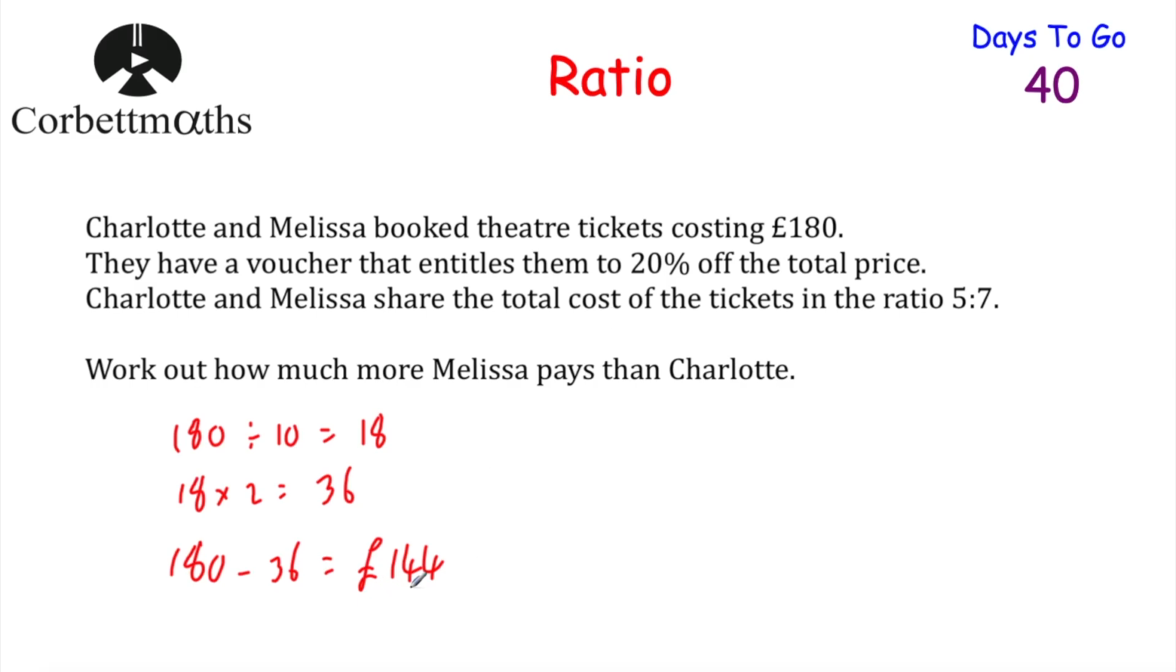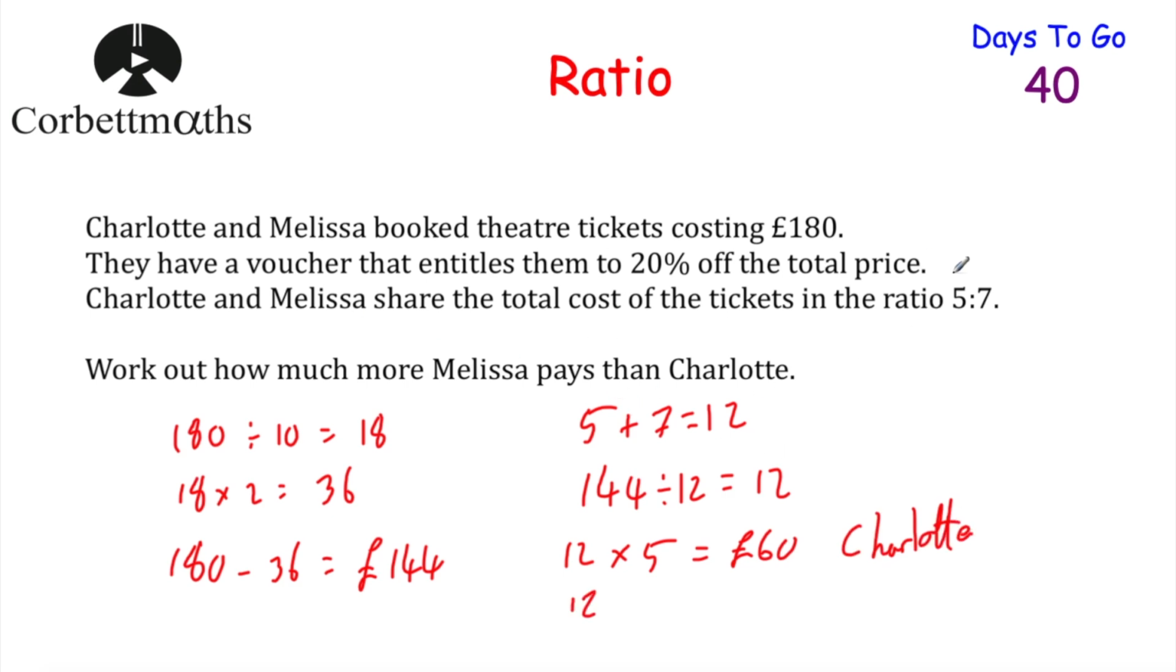Now they share the total price of the tickets in the ratio of 5 to 7. So let's divide this in the ratio of 5 to 7. 5 plus 7 is equal to 12. Let's take our 144 and divide it by 12. 144 divided by 12 is equal to 12. So that means it's £12 in one part. Now Charlotte pays 5 parts, so if we take our 12 and multiply by 5, that's equal to £60. So that's for Charlotte. In terms of Melissa, she pays 7 parts, so let's take the £12 and multiply by 7, and that's equal to £84. So that means Melissa would pay £84.